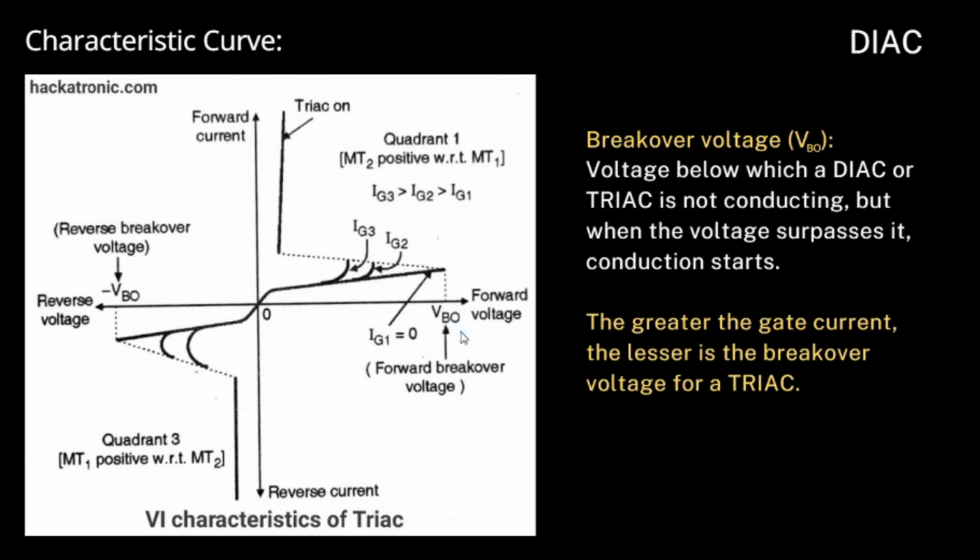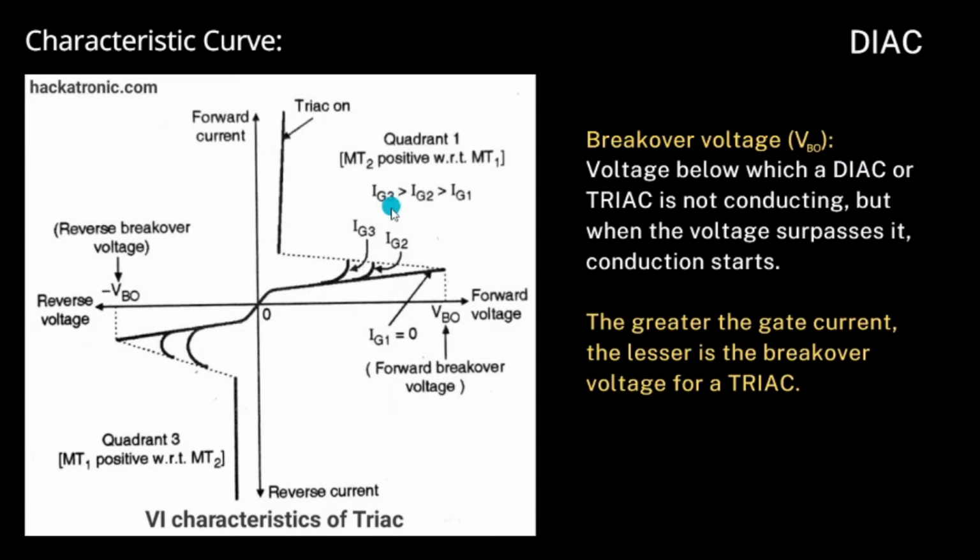Kailangan lagpasan lang natin yung breakover voltage na yan. But this is not the best way to turn on our TRIAC for it to conduct. So merong mas better na way, and that is to introduce a gate current pulse, or the trigger current, sa ating gate. Ito nga IG2, which has a value greater than IG1, and IG3 is greater than IG2.